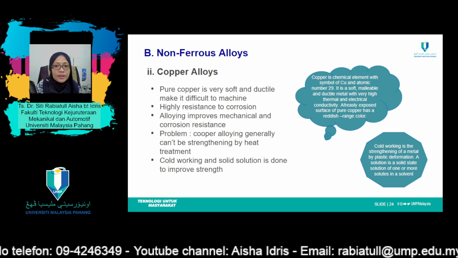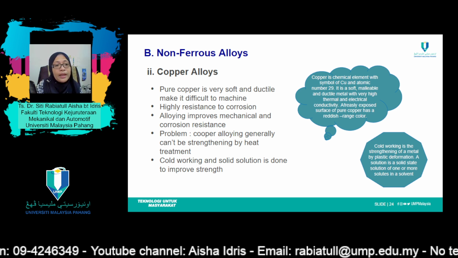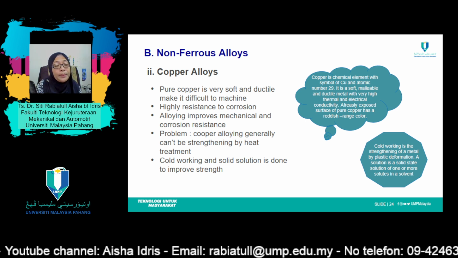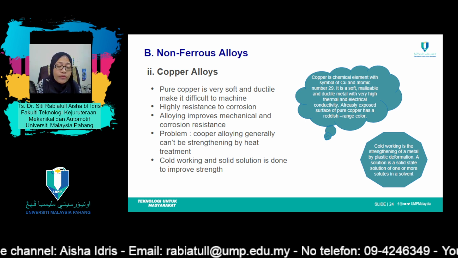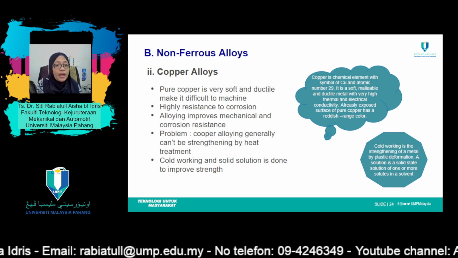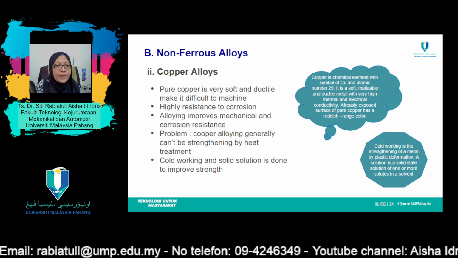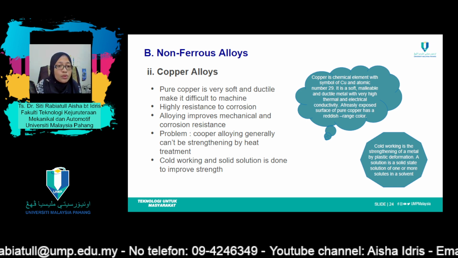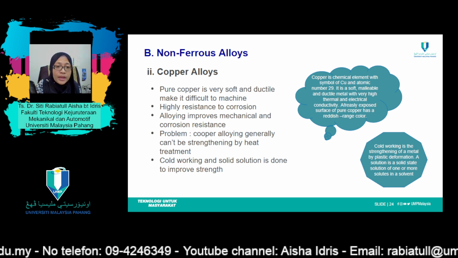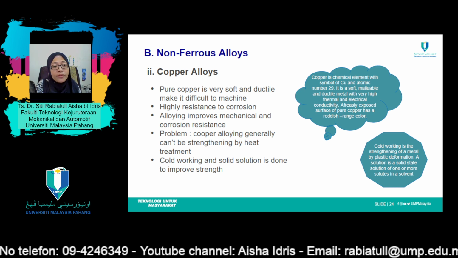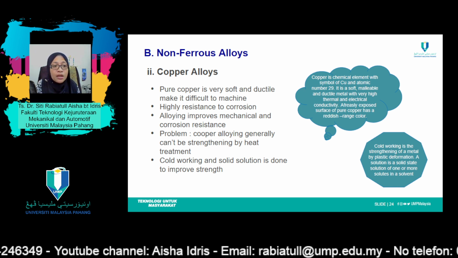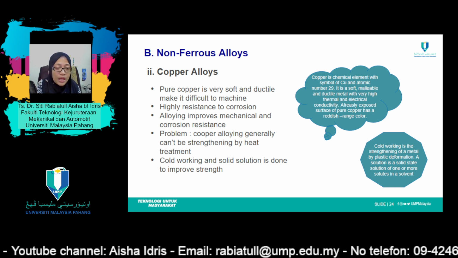Number two is copper alloys. Copper and copper-based alloys, possessing a desirable combination of physical properties, have been utilized in quite a variety of applications since antiquity. Unalloyed copper is so soft and ductile that it is difficult to machine. Also, it has an almost unlimited capacity to be cold worked. Furthermore, it is highly resistant to corrosion in diverse environments, including the ambient atmosphere, seawater, and some industrial chemicals.